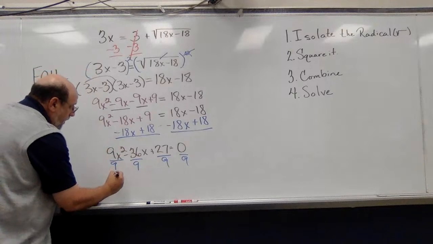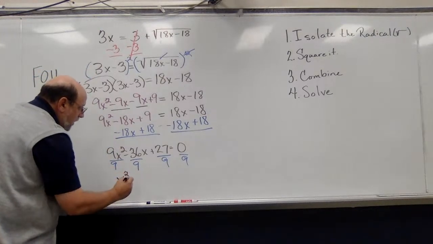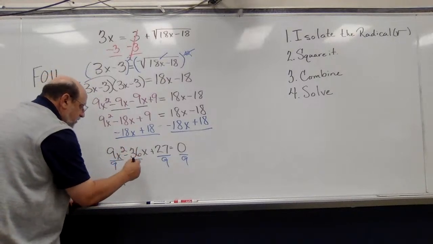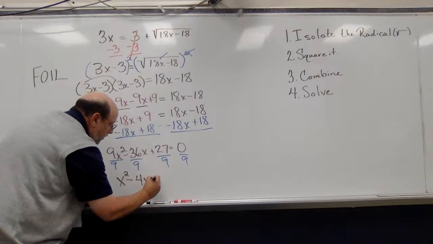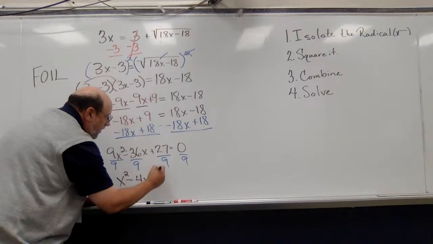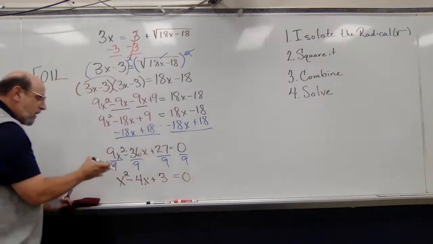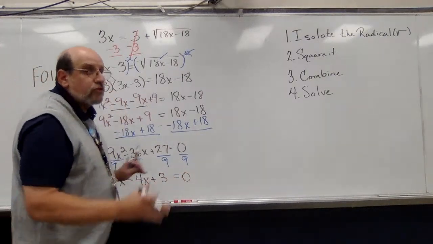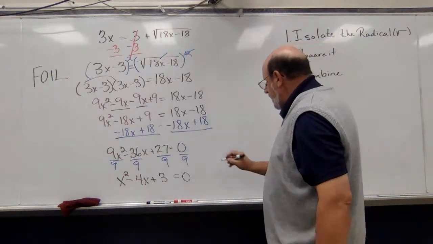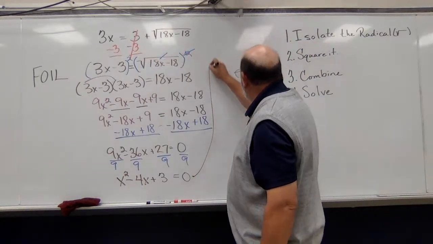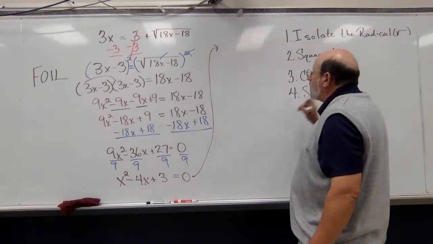So 9x squared divided by 9 is just x squared. 1x squared minus 36 divided by 9 is 4x. Oh, beautiful. Plus 27 divided by 9 is 3 equals 0. We have a nice factorable, super factorable quadratic here. So I'm going to rewrite it up here. Then I'm going to factor and solve.